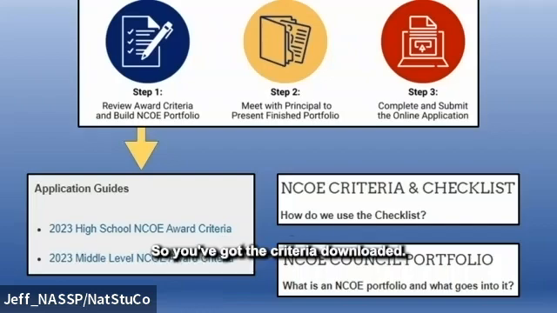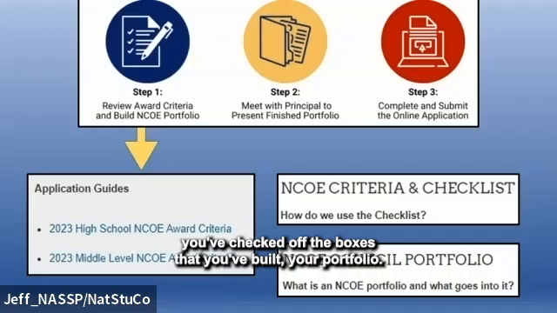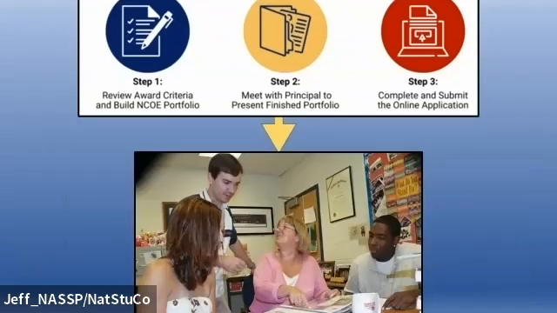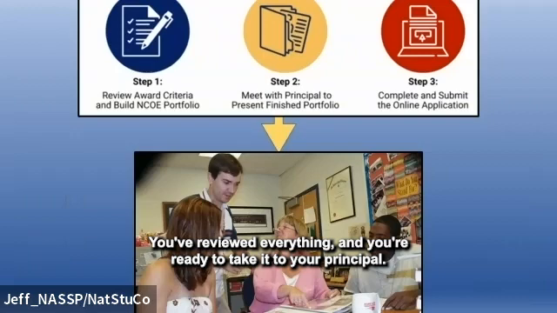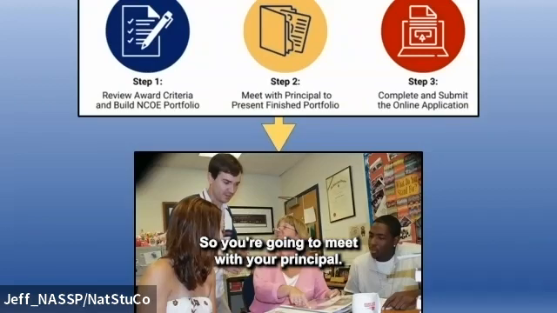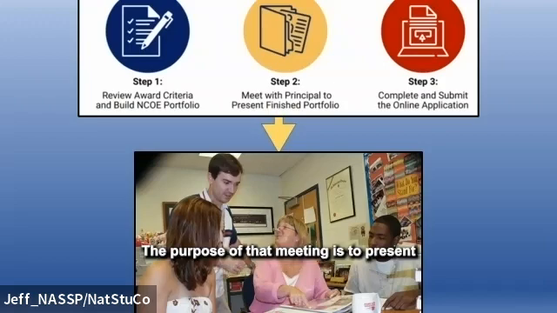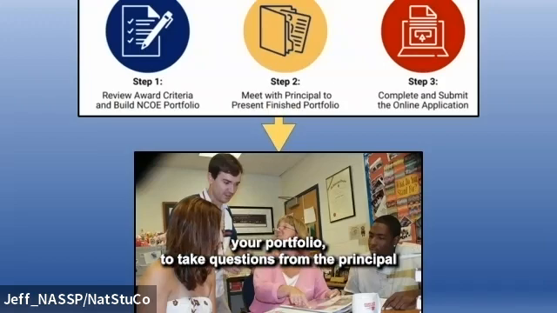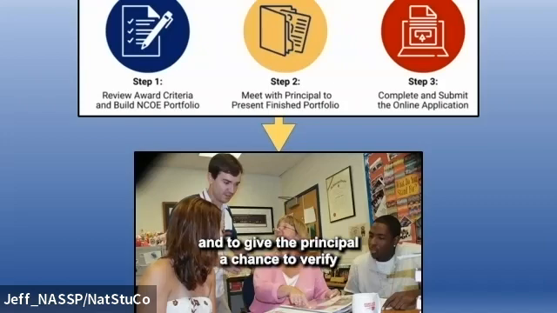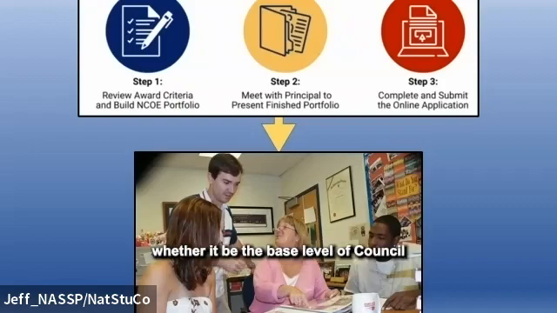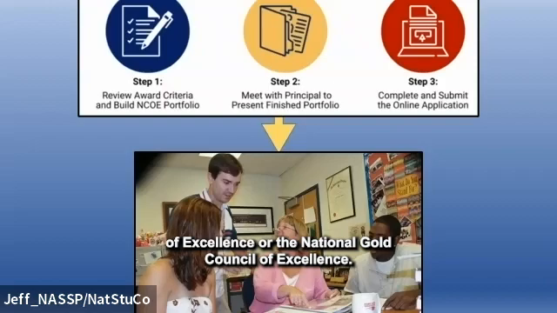So you got the criteria downloaded, you've gone through, you've checked off the boxes, you've built your portfolio, you've got everything in it, you've reviewed everything, and you're ready to take it to your principal. So you're going to meet with your principal. The purpose of that meeting is to present your portfolio, to take questions from the principal, and to give the principal a chance to verify that your council has met the criteria to be recognized, whether it be the base level of Council of Excellence or the National Gold Council of Excellence.